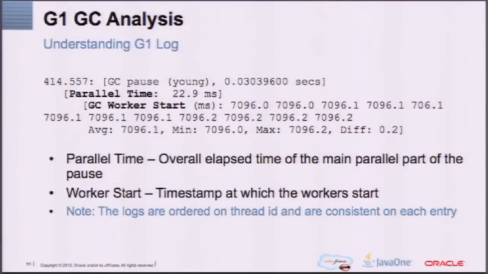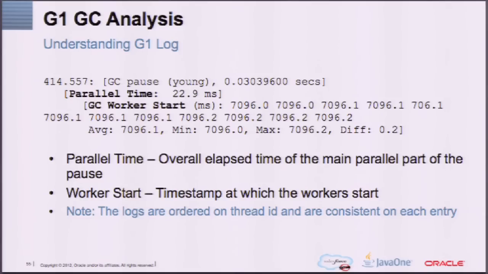Okay, understanding the logs. This is how a log looks. It's a big log, so I'm going to take it part by part and piece by piece, and talk about it very quickly. Parallel time is the overall elapsed time of the main parallel part of the pause. So you see, this was a young pause. It tells you right on the first line. The parallel time is right there, and then it starts.